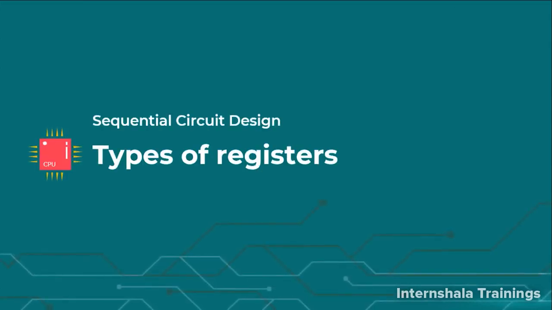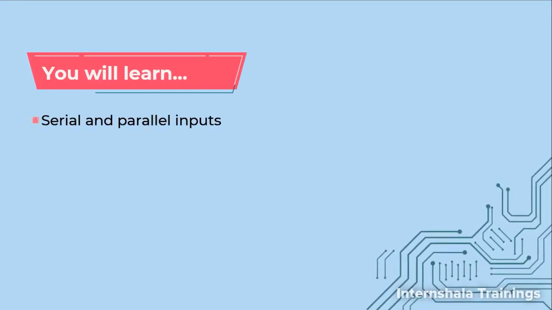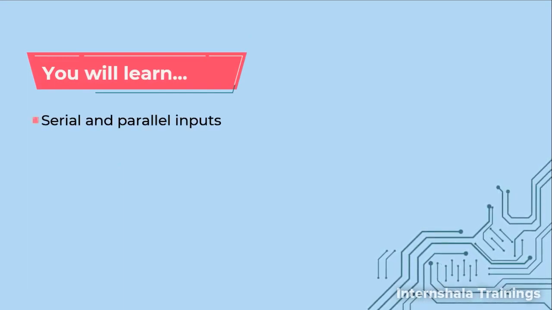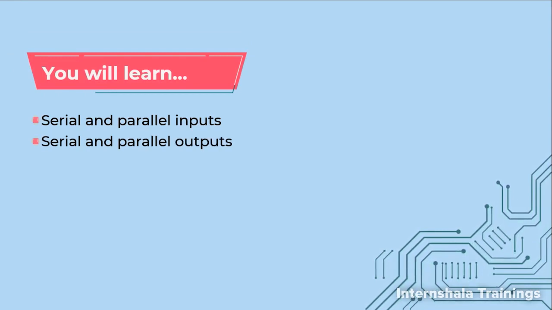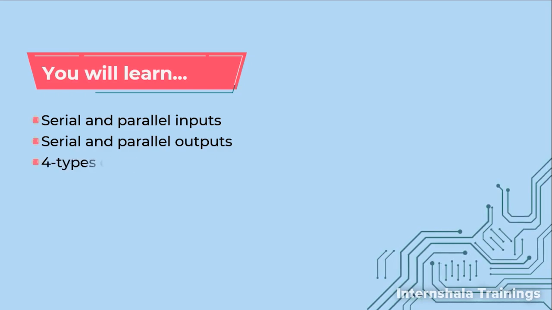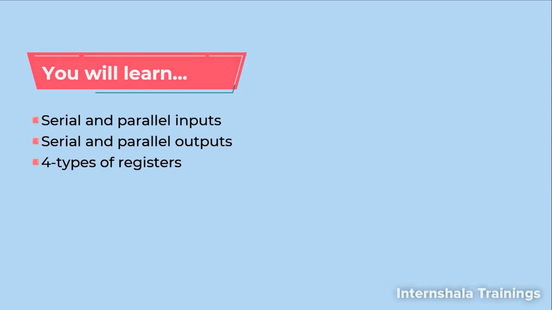So now we are going to talk about different types of registers that we have. In this video we are going to talk about serial and parallel inputs that can be given to the registers. We are also going to talk about the outputs, and that can also be given serially or in parallel. We will talk about 4 different types of registers now.